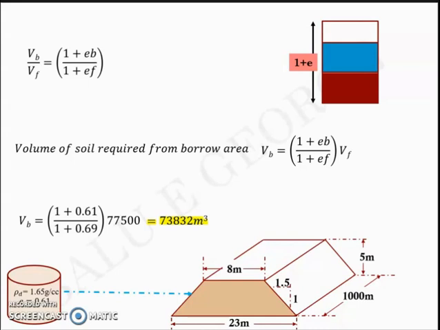The story in a nutshell is quite simple. When 73,832 meter cubes of soil is taken from the borrow pit, it goes to the embankment and can be filled for 77,500 meter cube, because here in the borrow pit it was denser, and while transporting it got looser, and in the loose state it can occupy a higher volume. That is the essence.